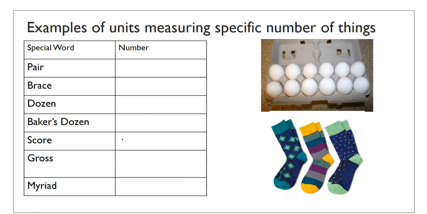So a pair is a unit measuring two things. A brace apparently is also two things. I've never used this word before. A dozen is 12, and then you have a score, you can have a gross or a myriad. So these words, pair, brace, dozen, and so on, are examples of units measuring a specific number of things. If you have 3 pairs, that means you actually have 6 things in there. And if you have 4 dozen, it means you actually have 48 things.